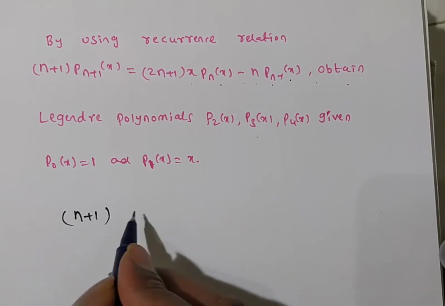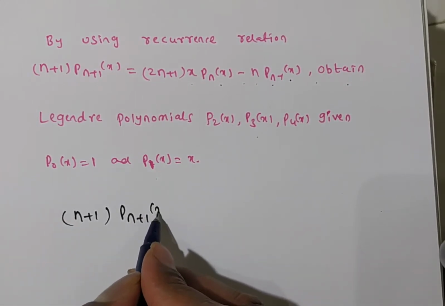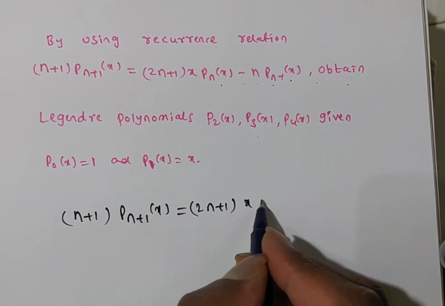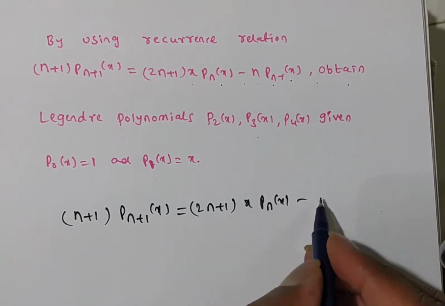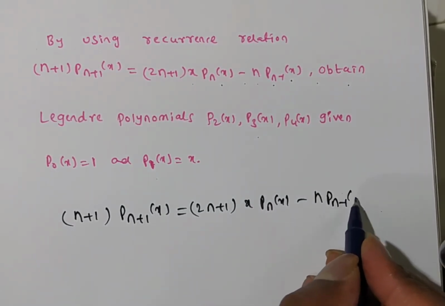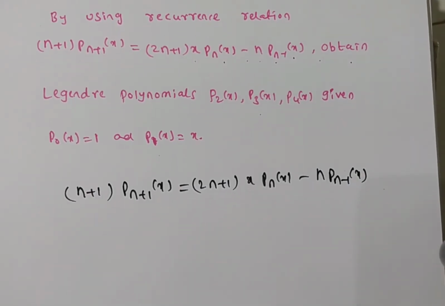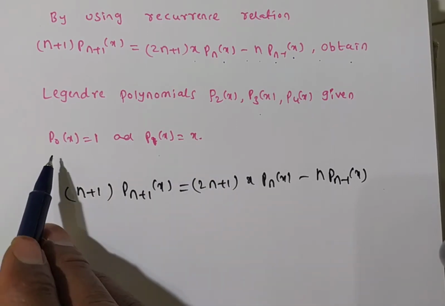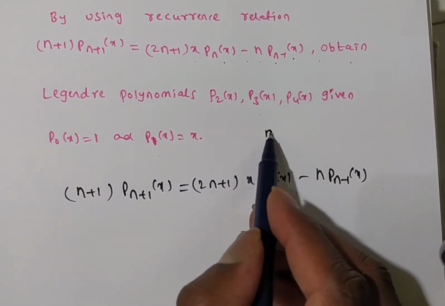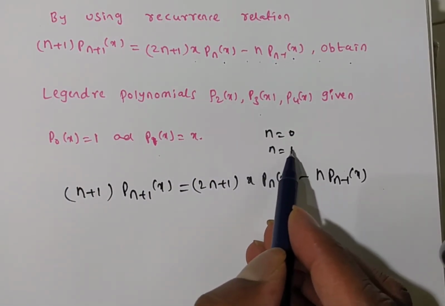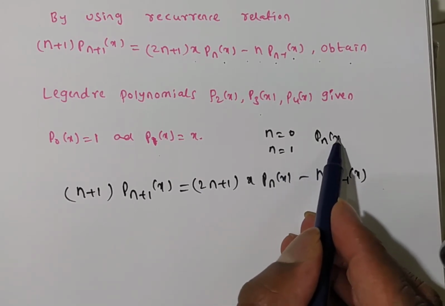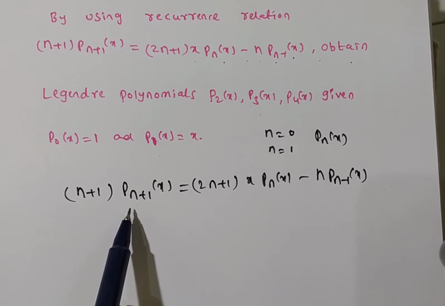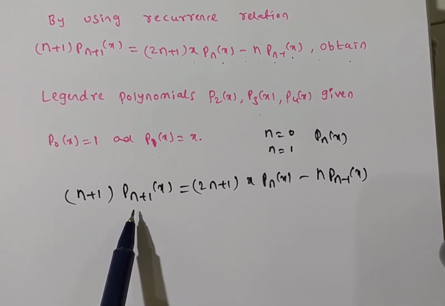(n+1) P_{n+1}(x) = (2n+1) x P_n(x) − n P_{n−1}(x). And they have given P0 = 1 and P1 = x. That is, in place of n they have given n = 0 and n = 1 for P_n of x. Yes or no? Now I want P2. What do I have to substitute to get P2?